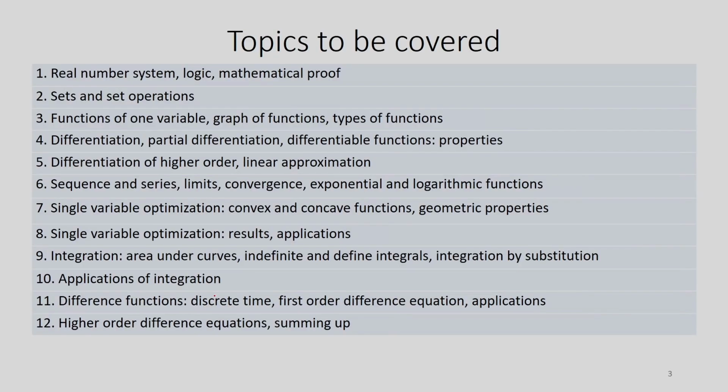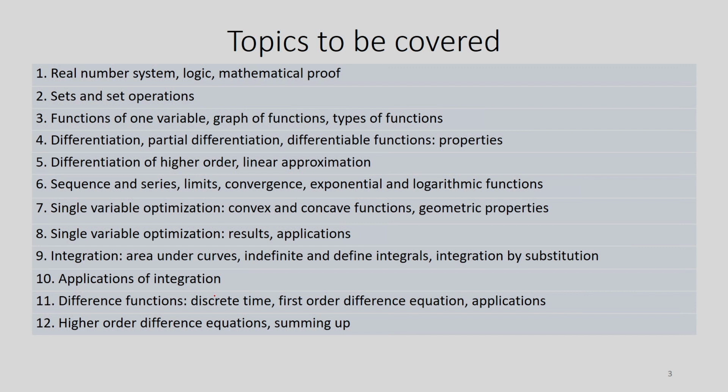Then in chapter 7 we come to what is known as single variable optimization. Suppose you have just a function of one variable, that is why I have written single variable, and you want to optimize it, you want to find out where it is getting its maximum or minimum, then that exercise is called optimization. So, we are going to talk about how to do that. We are going to talk about what are known as convex and concave functions. These things are related to the idea of optimization, as we shall see. Geometric properties of concave and convex functions, that also we shall deal with.